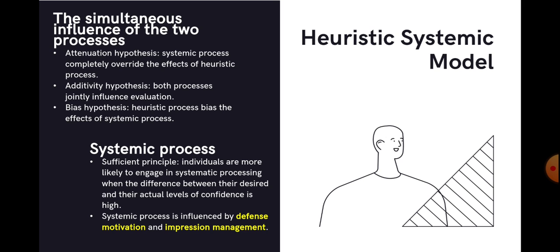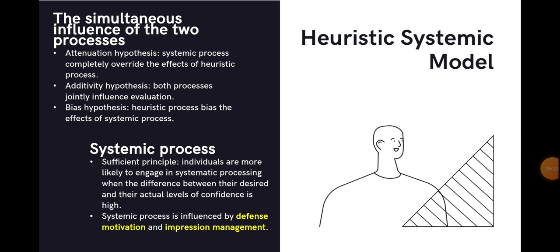And then the last one is the bias hypothesis, where the heuristic process biases the effects of the systemic process. The bias hypothesis happens when the argument is ambiguous. So if the message is ambiguous, we rely more on the heuristic process, which leads us to the biases that we have about the argument. For example, if I give an argument about a movie, but my argument is ambiguous, then my friends might be persuaded because I am their friend, and they just believe it because it's me, even though the argument is ambiguous.